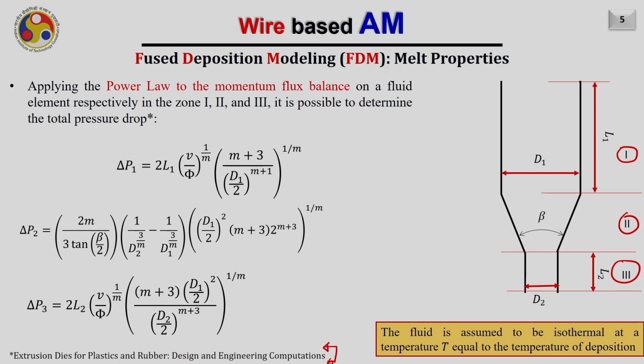From this book, I have obtained that the pressure difference in zone 1 required to push the wire will be equal to 2L1, that is the length of zone 1, V, which is the velocity of the wire or the melt into the nozzle, divided by phi to the power 1 upon m, bracket 1 plus 3 divided by (d1 by 2) to the power m plus 1, to the power 1 upon m.